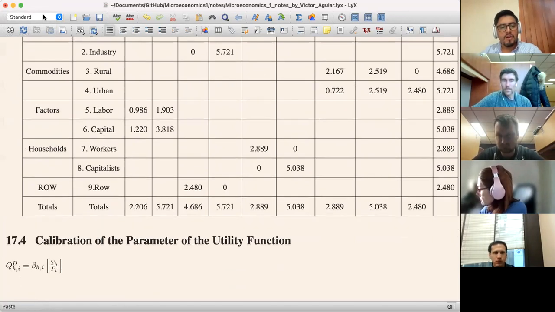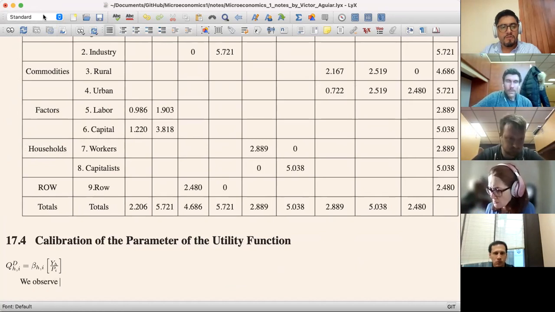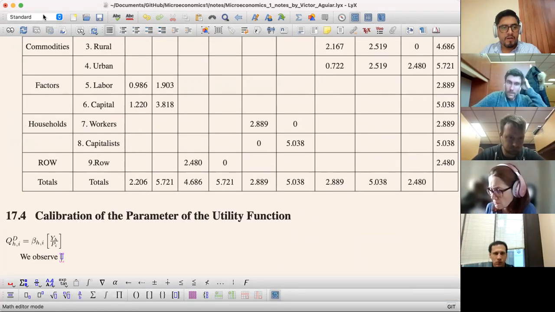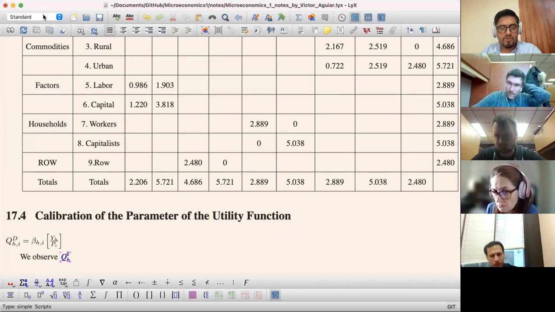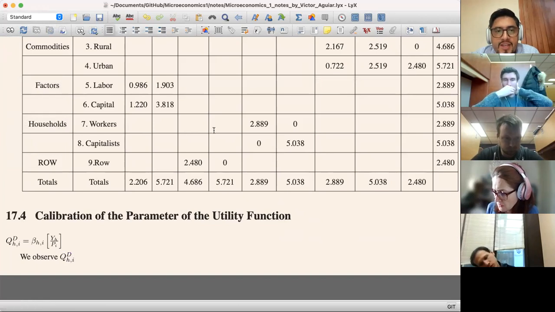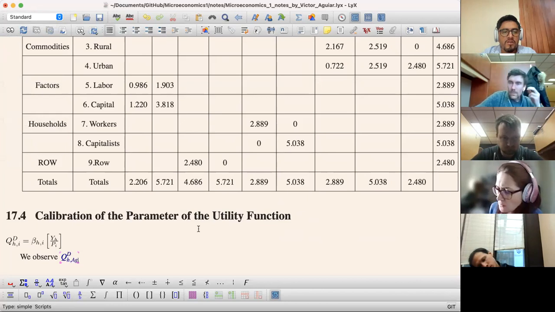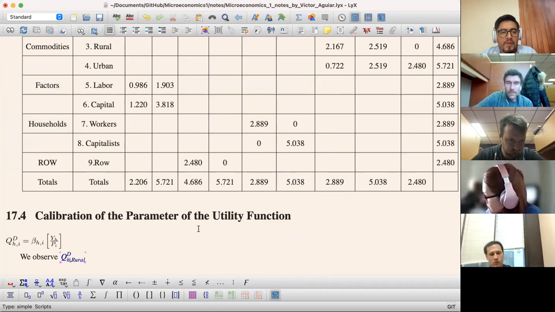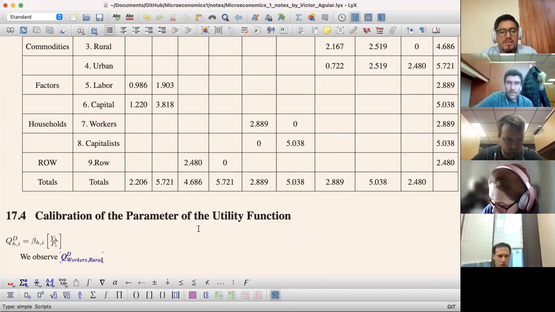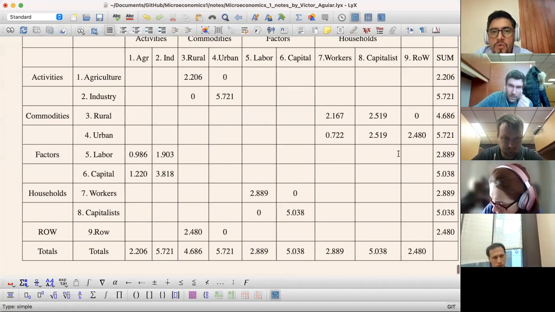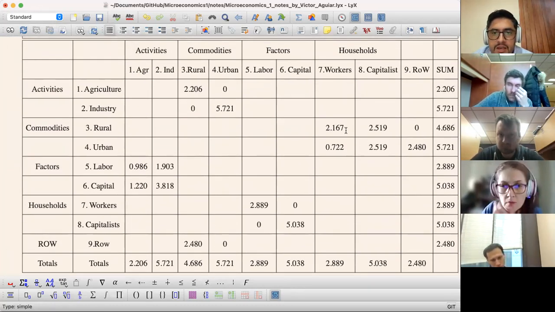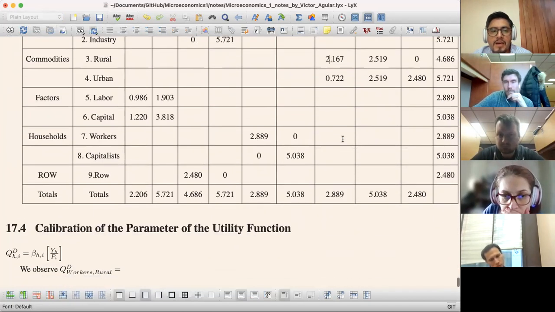So in general, remember that here we observe consumption, right? We observe how much households are consuming of each i. So where do you find this? You go to the SAM, and remember that, for instance, if we fix sector i to the agricultural sector, or we're calling it rural, in fact, right? And then these are for households, the workers, right? And now what is this equal to? Remember that we went to the SAM and we saw that this was 2.167, right?